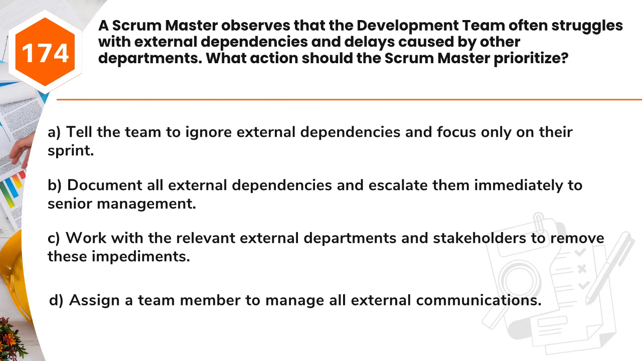Question 174. A Scrum Master observes that the development team often struggles with external dependencies and delays caused by other departments. What action should the Scrum Master prioritize? A. Tell the team to ignore external dependencies and focus only on their sprint. B. Document all external dependencies and escalate them immediately to senior management. C. Work with the relevant external departments and stakeholders to remove these impediments. D. Assign a team member to manage all external communications.